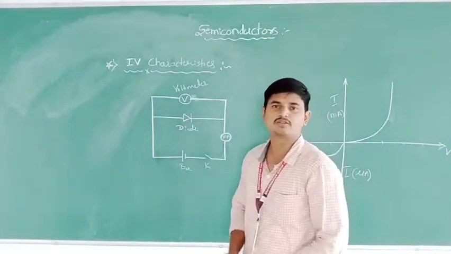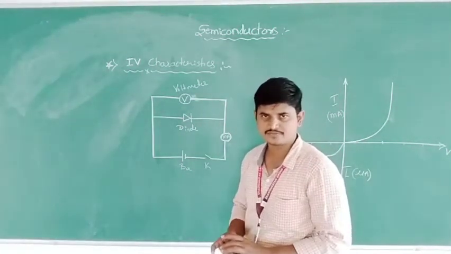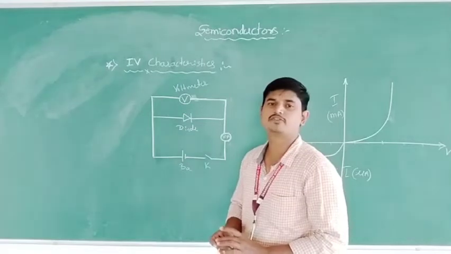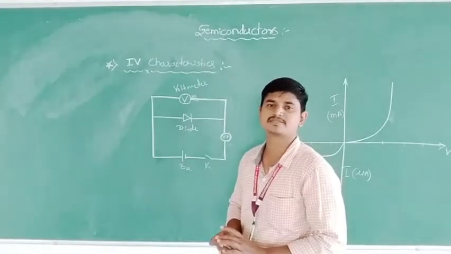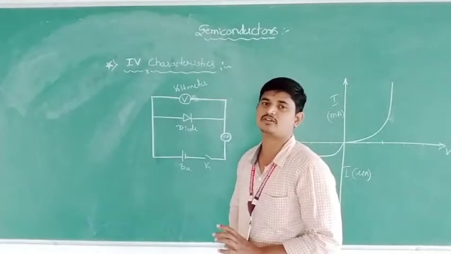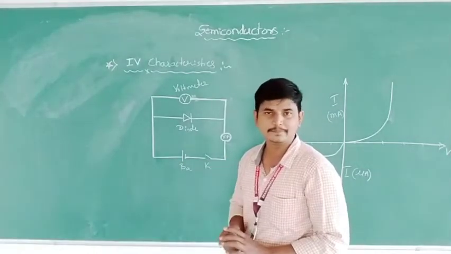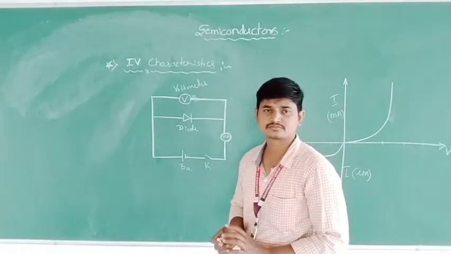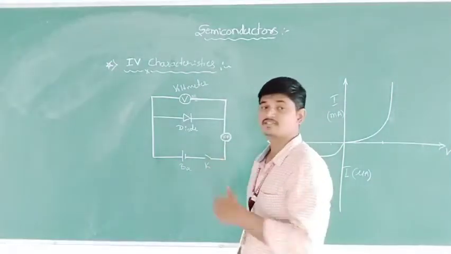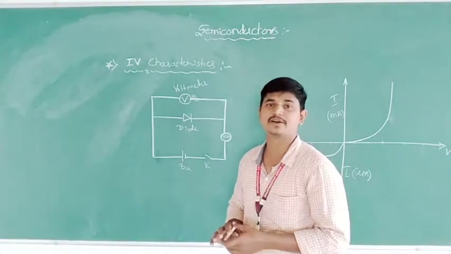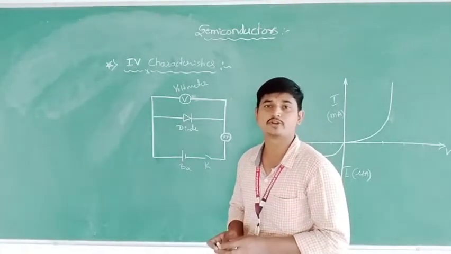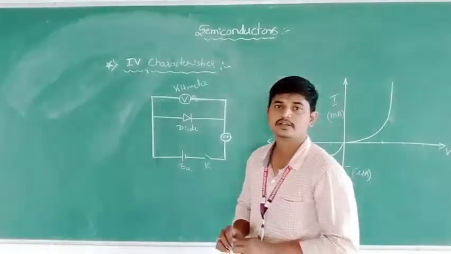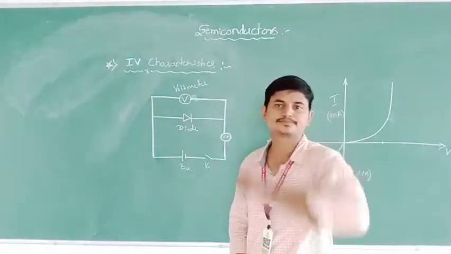We know the forward bias and reverse bias conditions. In the forward bias, there is a maximum flow of current, in the order of milliamperes. And in the case of reverse bias, the current is very low, due to minority charge carriers, in the order of microamperes.